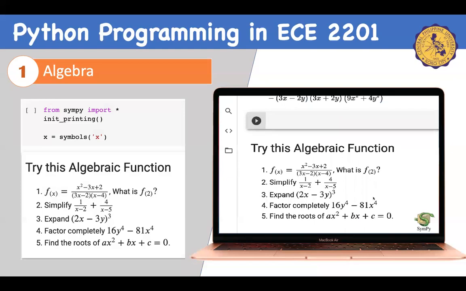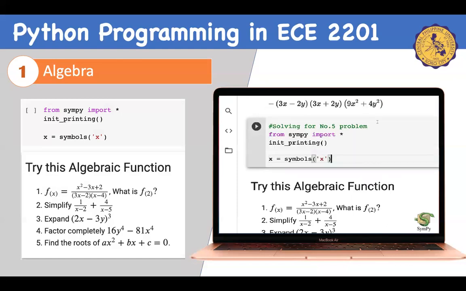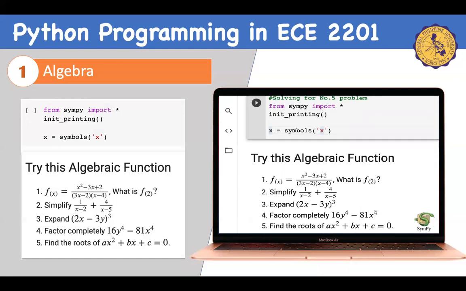Now for the last problem, we will be solving the last problem here. So we have variables a, b, c, and x. I will copy the first 3 lines, and then I will initialize the symbols that I will be using in my equation. In this case, I will have a, b, c, x as my symbols.